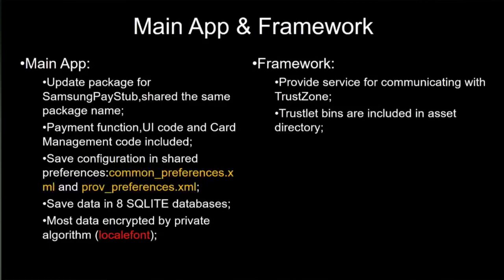Above that are the main app and the framework. The main app provides the UI and the code to do card management, and it stores some information and configurations in files. It also maintains several SQLite databases. The number of SQLite databases depends on the region you are in. In China, we have about eight databases, and most of the data is encrypted with a private algorithm. The main function of the framework is to provide communication to the trust zone and to the trustlet.